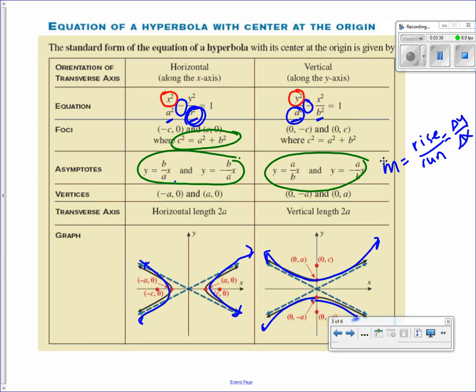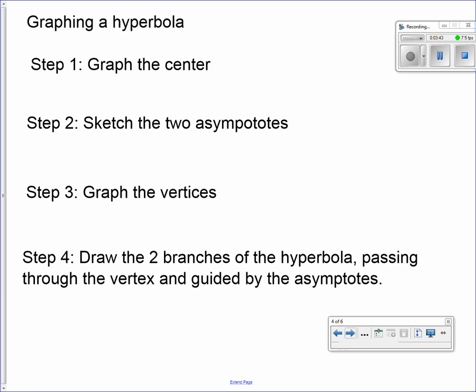Okay, so how do we actually make a graph? The steps are going to be a little bit different. For graphing a hyperbola, we're going to start with graphing the center. Then you're going to sketch your two asymptotes using your slope, rise over run. And then after you have your asymptotes, you're going to sketch just your vertices. You do not need your co-vertices anymore. And once you have your vertices, you're just going to draw your two branches of the hyperbola, passing through the vertices and guided by those two asymptotes. So let's look at one together.